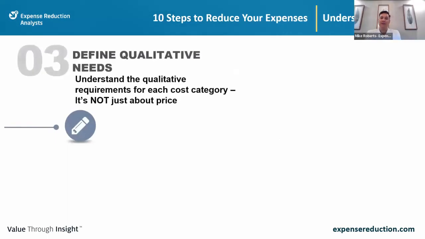Define qualitative needs. So, as we mentioned, it doesn't always just come down to price. There's other requirements for certain supplier-based expenses. But do you understand what those qualitative requirements are? From a service perspective, what's important to you? What are you looking at from X supplier, from your waste supplier, from your insurance provider, from your office supplier, right? What does that look like? Because it's not always just about price, and you have to understand those.